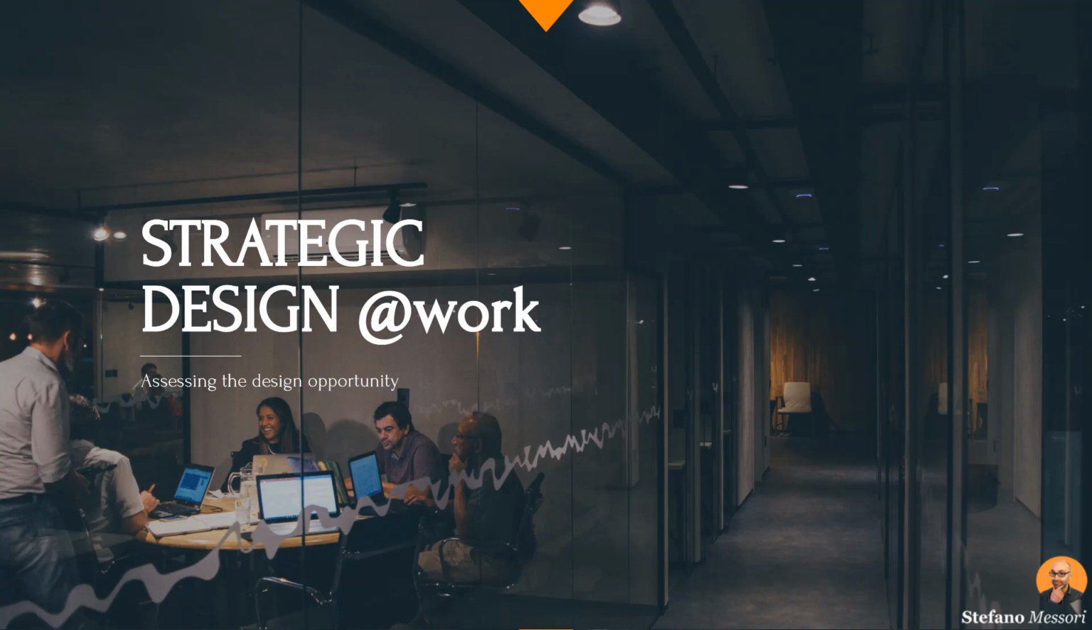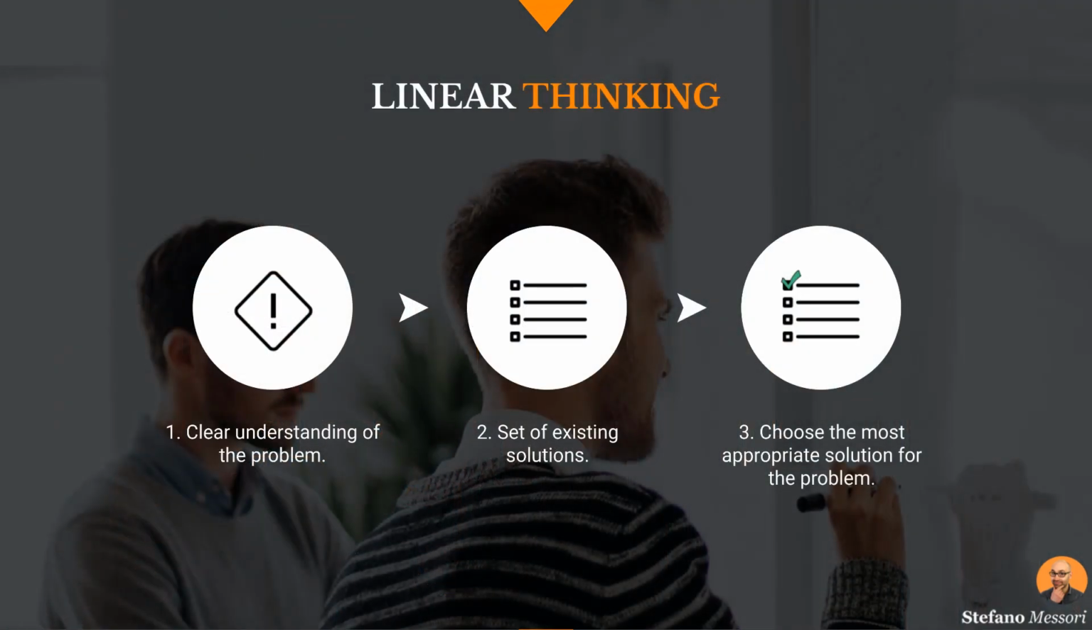What's the difference? Well, you can identify linear opportunities because the problem is clear and its understanding is shared among your team members. Second, there is a set of possible solutions you might implement. Third, you and your team choose the most appropriate solution for the problem. Let me say that this has been the most valuable way of thinking in business since strategic thinking emerged in the 50s. The challenges and the opportunities for growth we face today, though, are different.